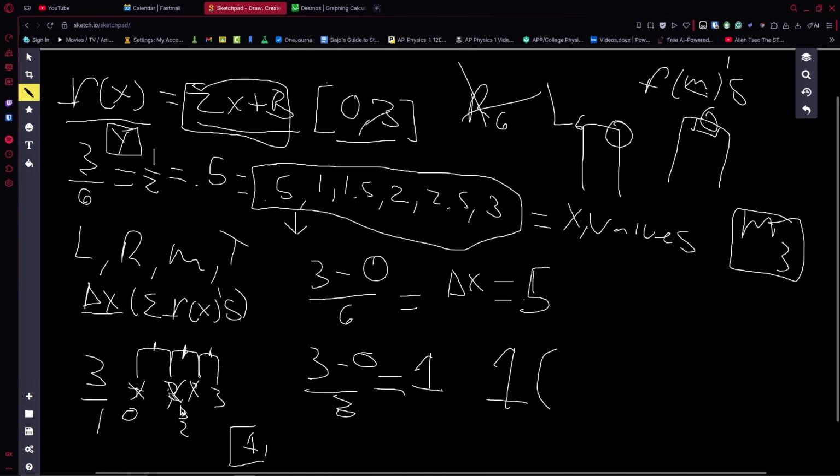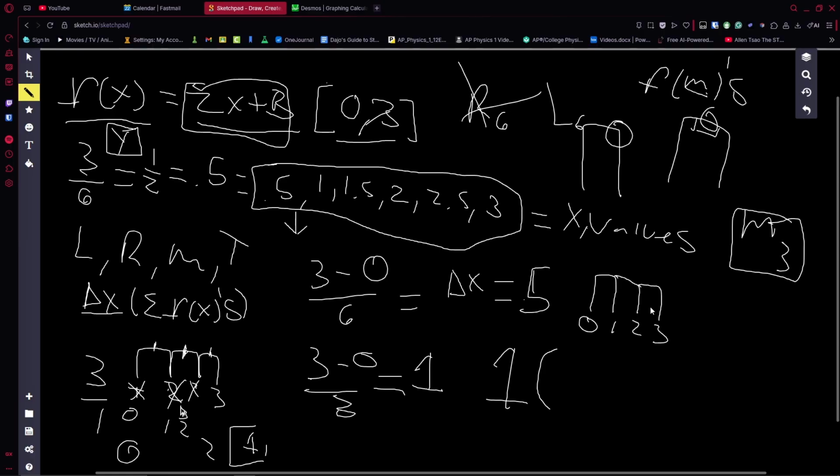Between 0 and 3 we have 3 intervals, so it's going to be 0 to 1, then 1 to 2, and then 2 to 3. So it's actually going to look something like this.